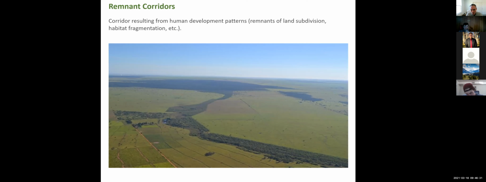So this is very much similar to the idea of remnant patches, where it's just something that's left over as a result of human development patterns. And in this case, we see a remnant corridor left behind in between these patches of agriculture that have been developed.